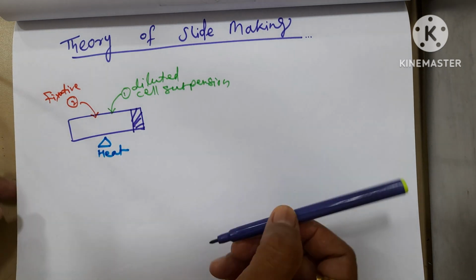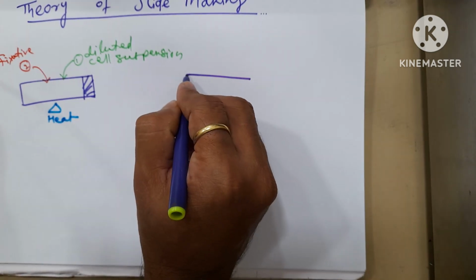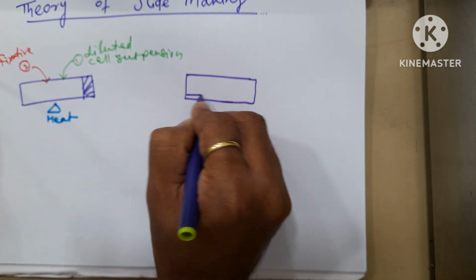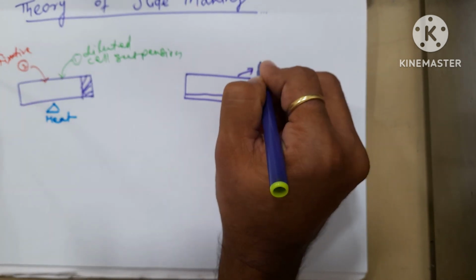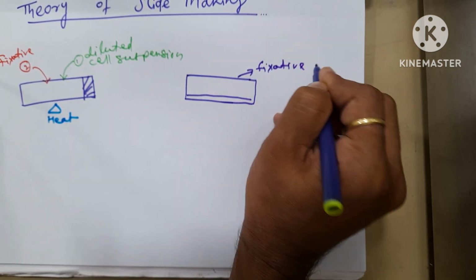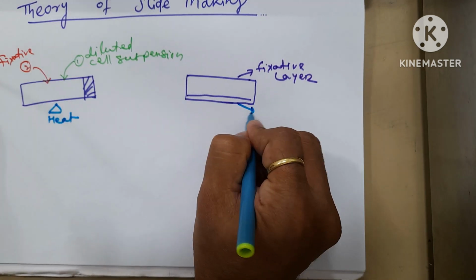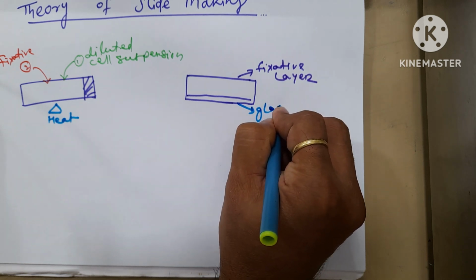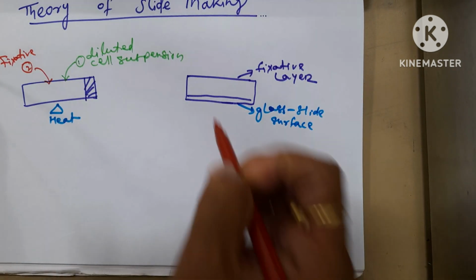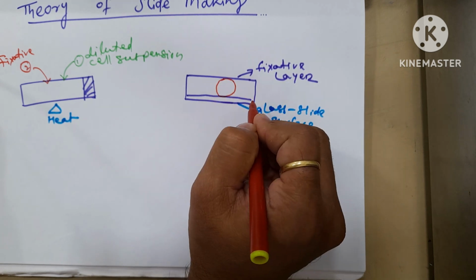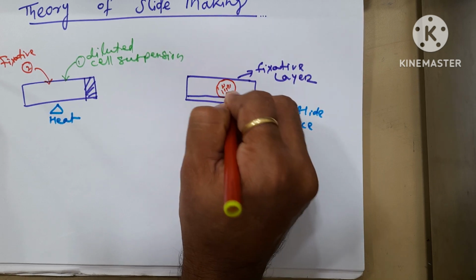Now let us understand the theory behind getting a good metaphase spread. This is the side view, where the single line represents the fixative layer, the double line represents the glass slide surface, and this is the swelling cell. The cell has become swelled due to hypotonic treatment, and these are the chromosomes.